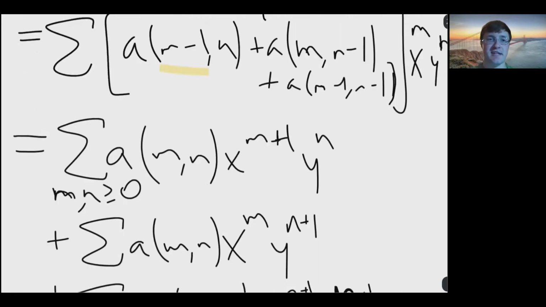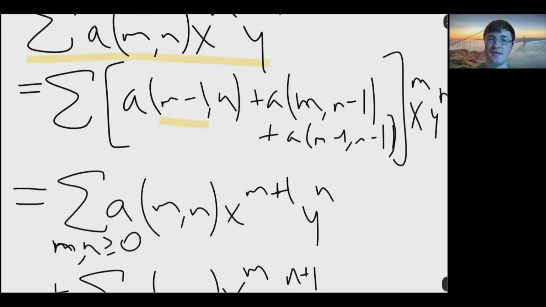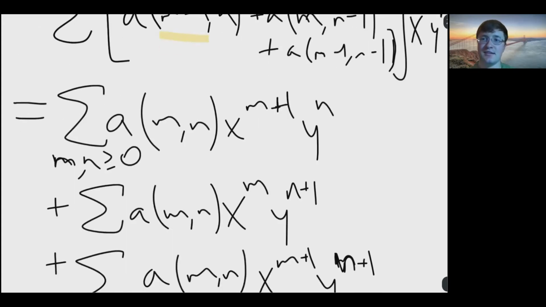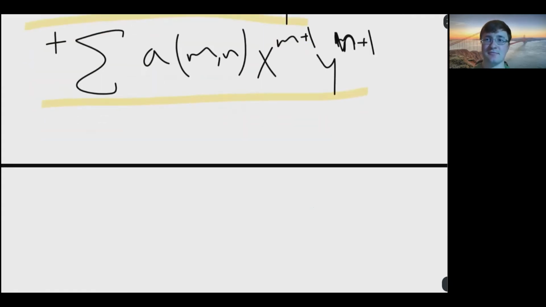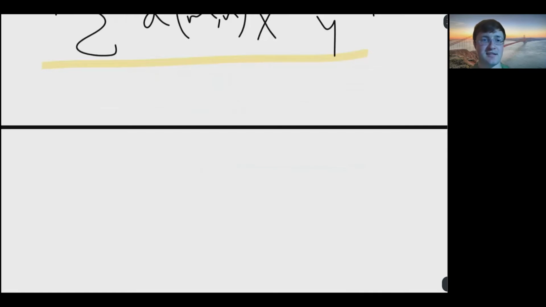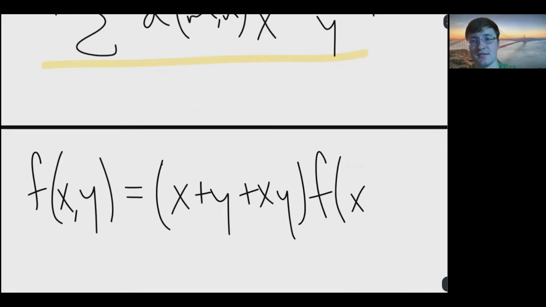Okay, so what do I have? On the one side, I have my original function f, and then this term is f, but now I have an extra x. This term is f, but now I have an extra y, and now I have an extra xy. So what this is really saying is that f of xy equals x plus y plus xy, f of xy.